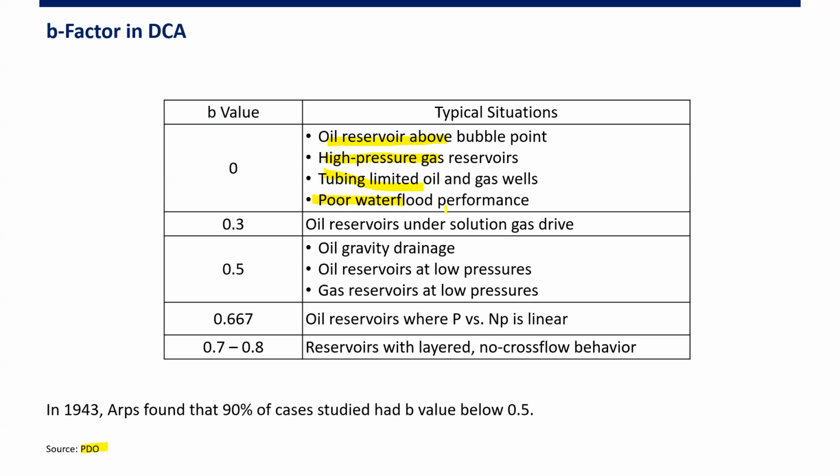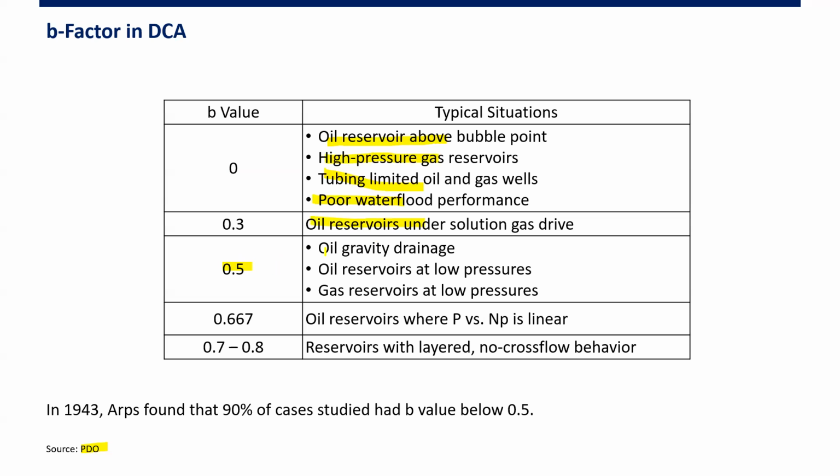And then if you have oil reservoirs under solution gas drive, then the B factor will typically be around 0.3. And then for gravity drainage, or a low pressure oil reservoir with low reservoir pressure, or gas reservoirs with low reservoir pressures, then typically you will have hyperbolic decline with B factor equals 0.5.